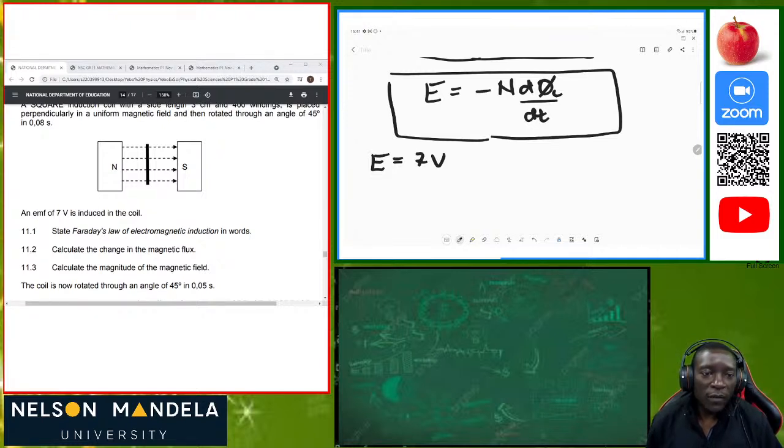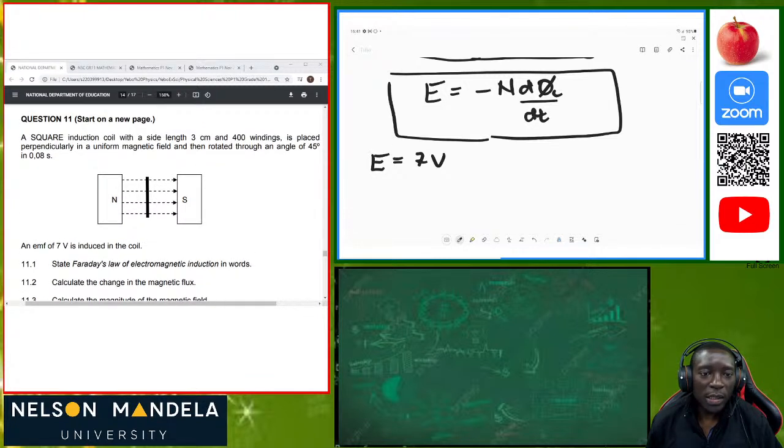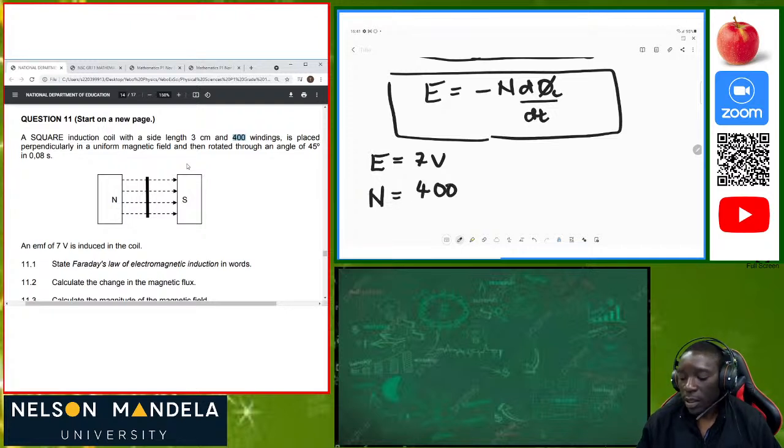How many coils do we have? N is the number of coils. In this case, it's a square induction coil. Oh, 400 windings. Okay. So it's a square induction coil with side length 30 centimeters and 400 windings. This is the number of turns. N equals 400. No units, it's just the number of windings.